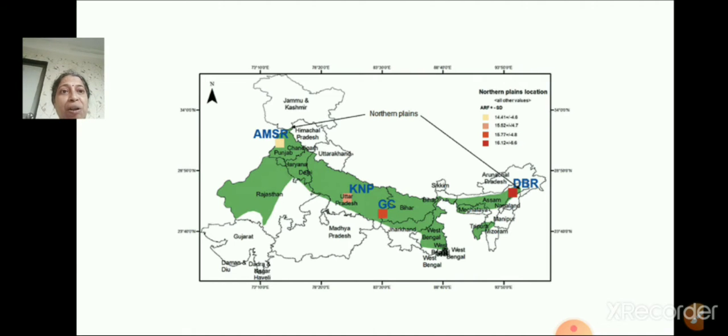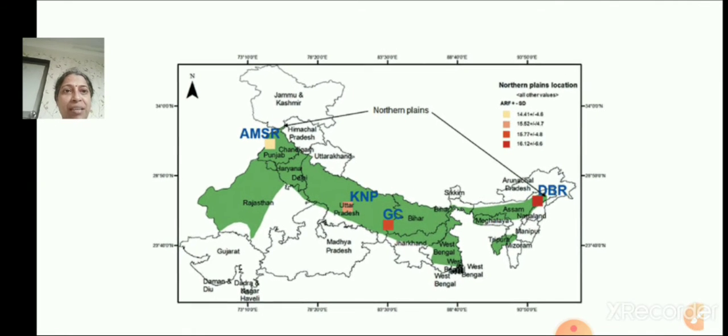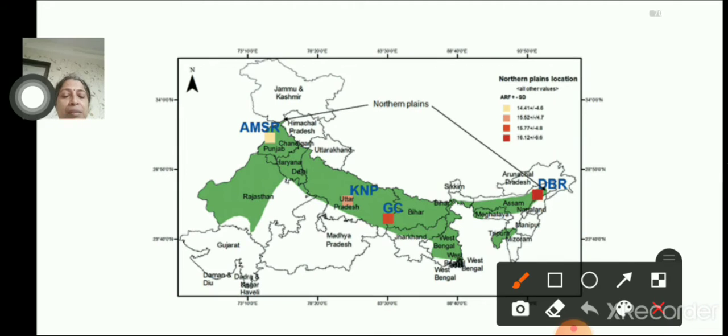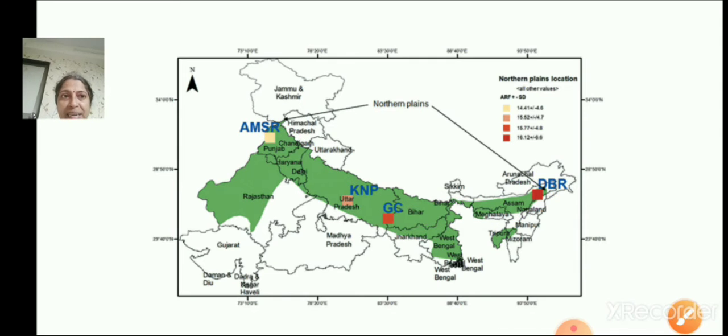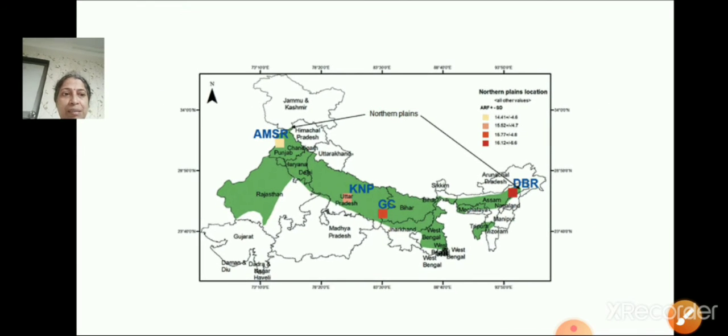So children, look at the map on the screen. As we go south from the Himalayas, we come to the vast northern plains of India. And they run parallel to the Himalayas, that is from Punjab in the west and Assam in the east. Is that clear, children?